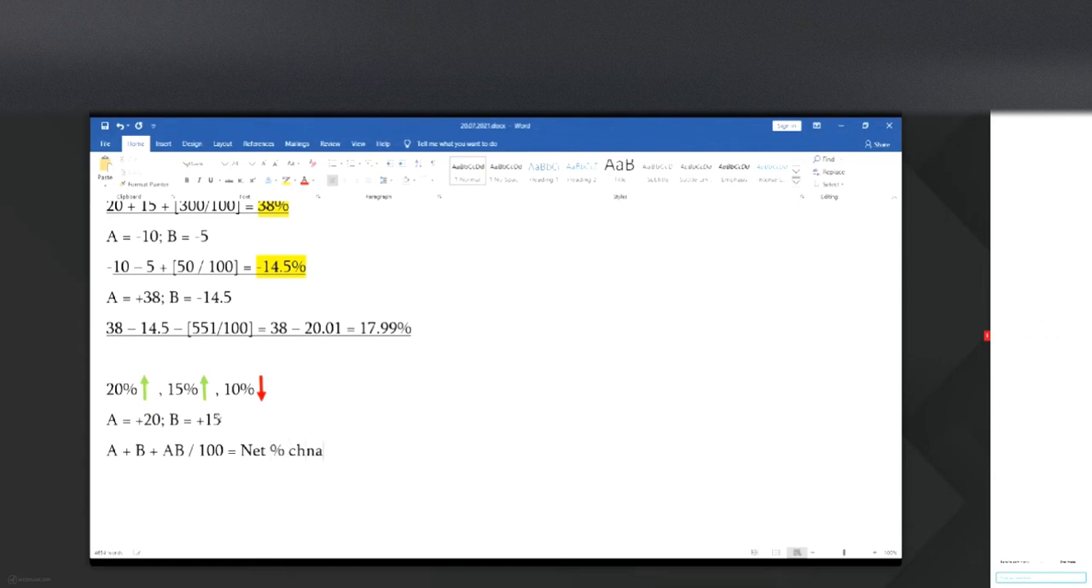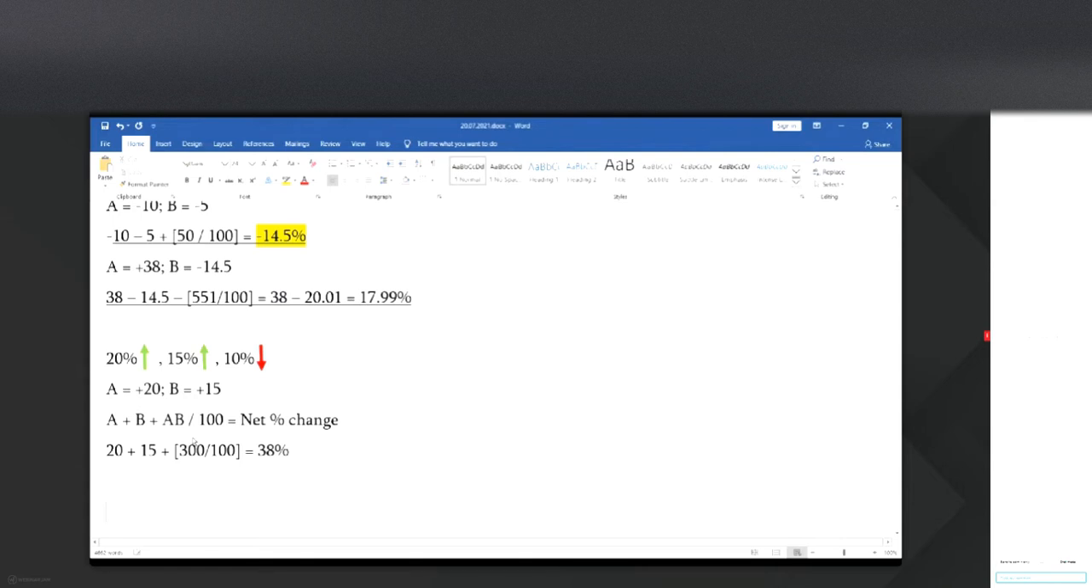So this A will be 20, B will be 15. We just did it, right? So this will be 300 by 100, which will give me 38. Okay, this will give me 38 percentage.